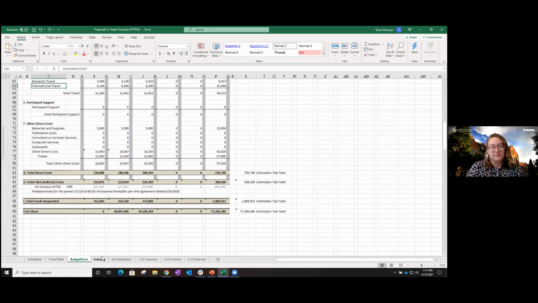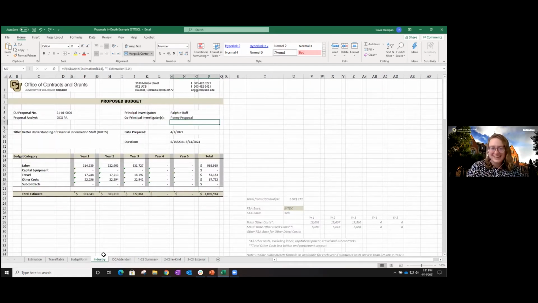The next tab is our industry specific tab. It does take most of the detail out. We've found that some sponsors do not love this format. They want more detail. But if you need a very high level, broad overview, this is an option for you as well. Or if you just want to look at how much is going to labor, how much is going to travel as a proportion of our overall total, this gives you a quick snapshot.